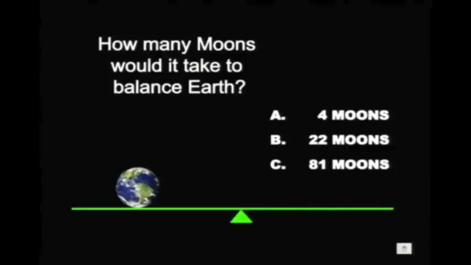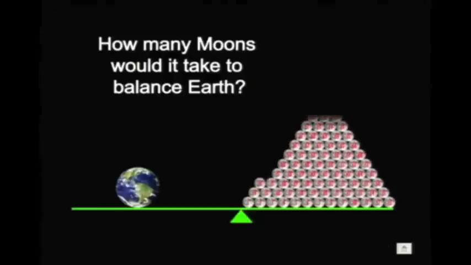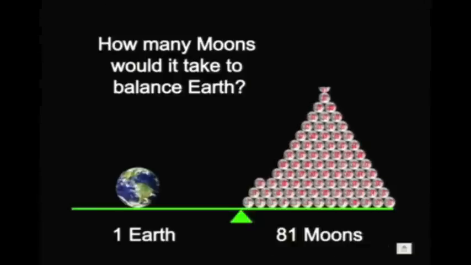If you chose 4 moons, please put your hands down. If you chose 22 moons, please put your hands down. Meaning, if you chose 81 moons, you chose the correct answer. It's actually just over 81 moons. That's why we've got that fraction of a moon up at the top.